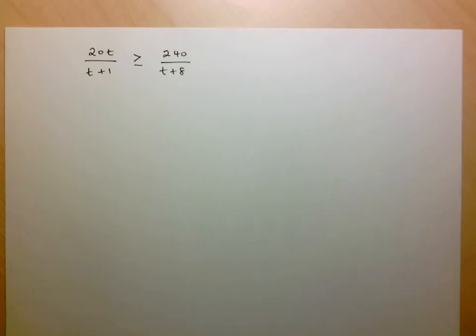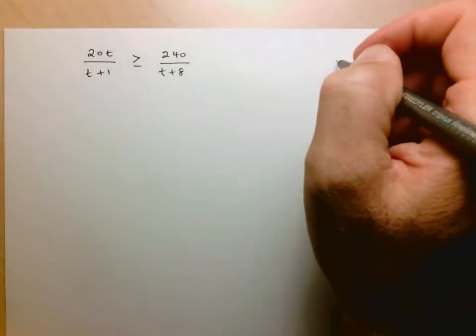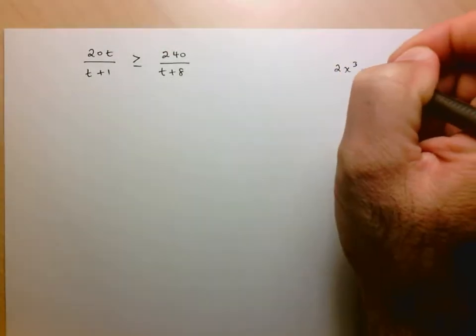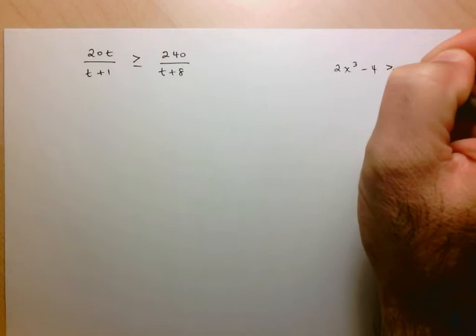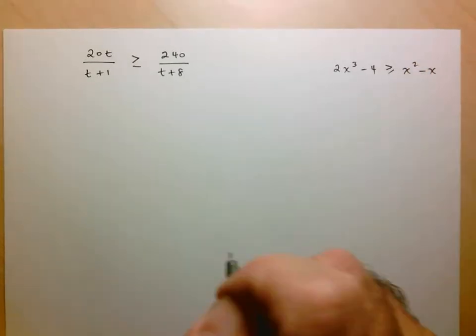Hi folks, we're going to take a look at solving rational inequalities now. So in the last video we saw how to solve a polynomial inequality. Say you have 2x cubed minus 4 and you want to determine when that's greater than or equal to x squared minus x.